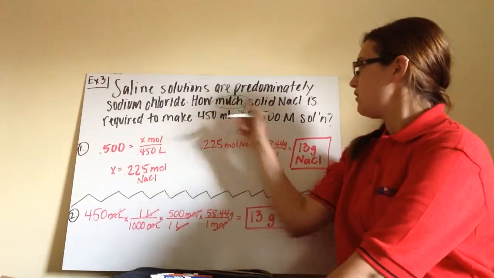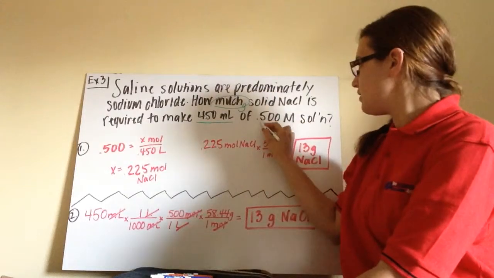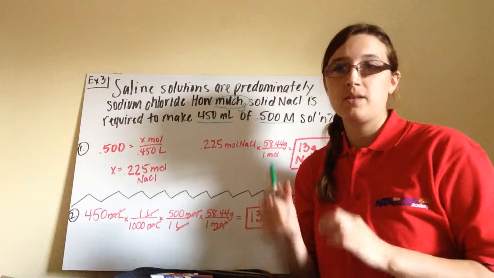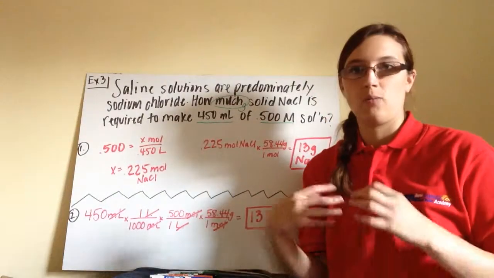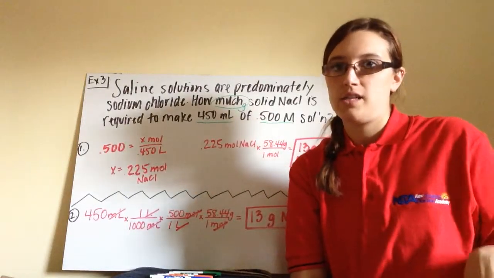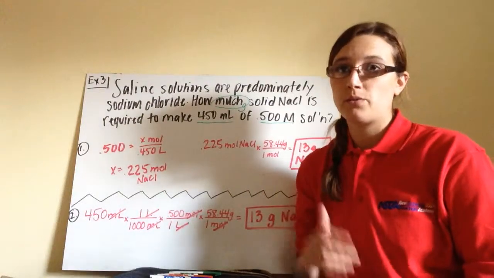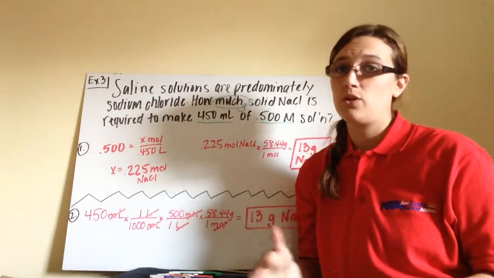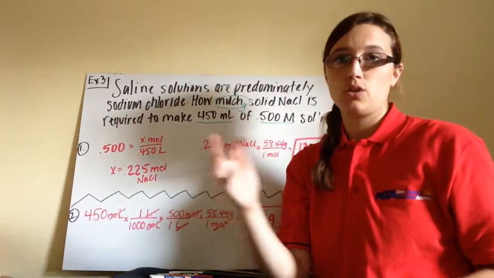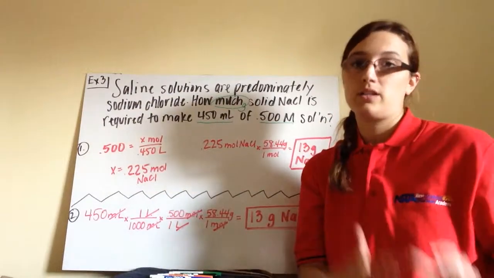Now we are solving for grams, and it tells us that we want to make 450 milliliters of 0.5 molar solution. So we have some pieces of given information that are going to help us solve this. Now again, just like when we talked about calculating concentration, there are a couple different ways that we can go about solving this. I'm going to show you both ways. Whichever way works best for you, please feel free to use that. So the first way is using the molarity formula, calculating moles, and then going to grams.